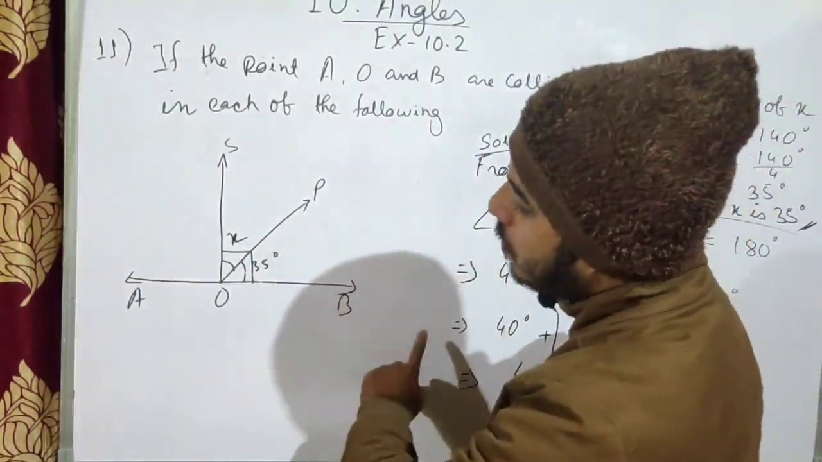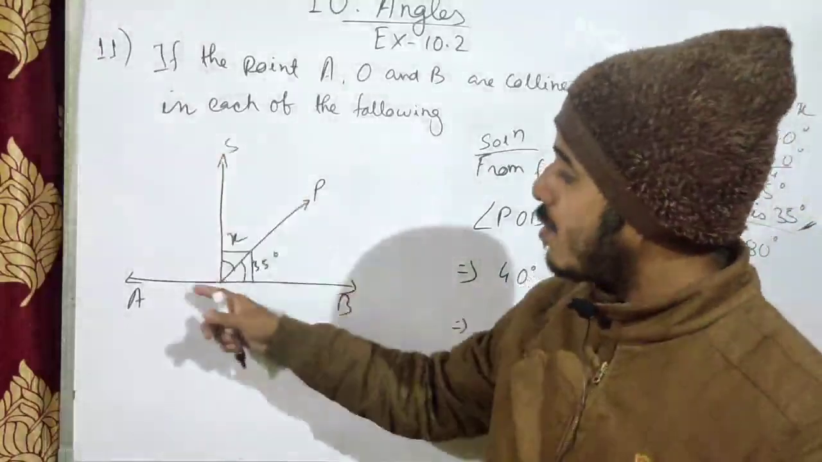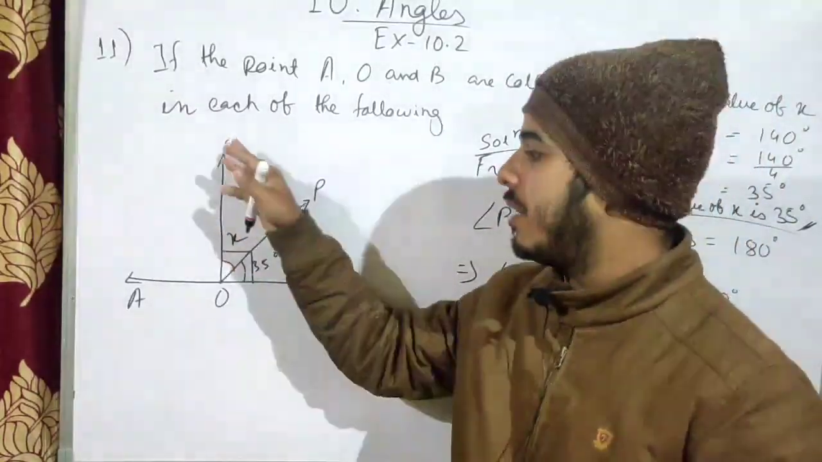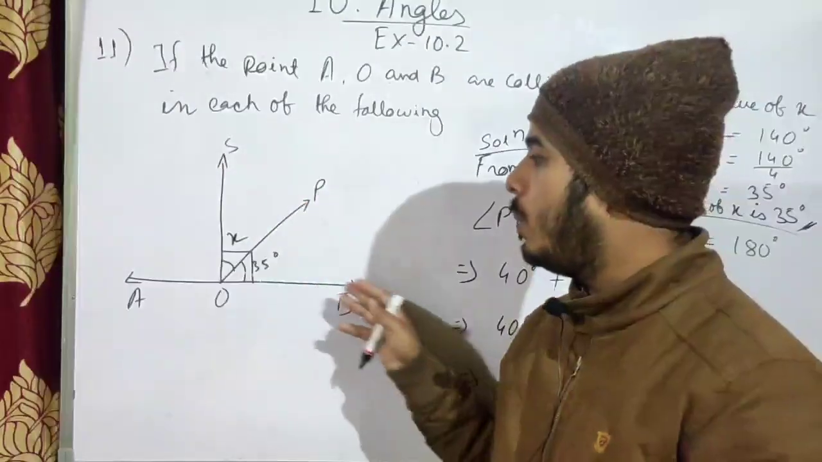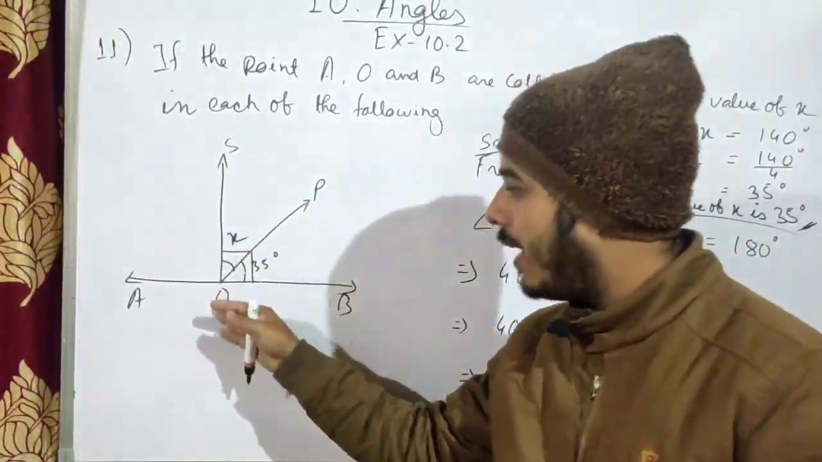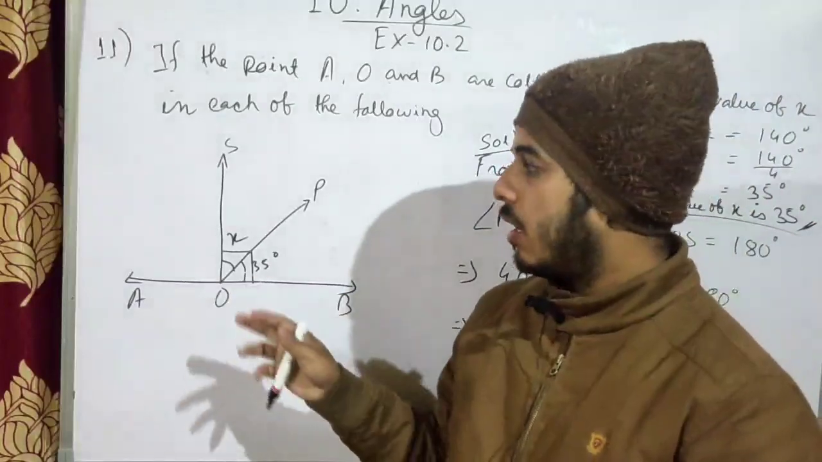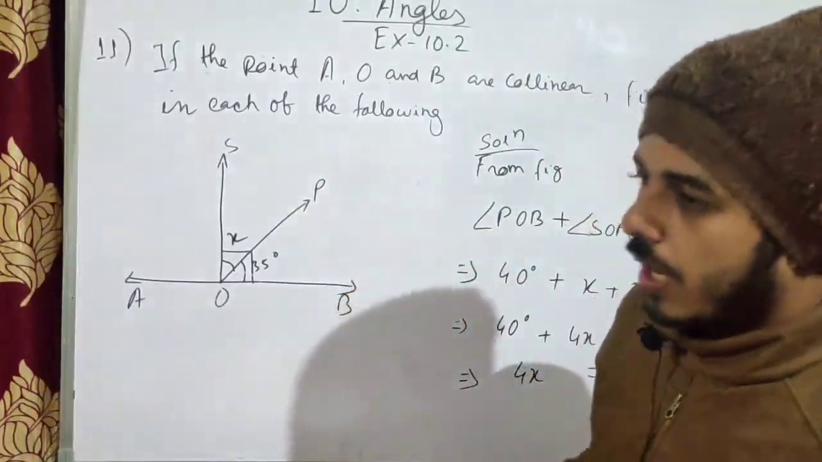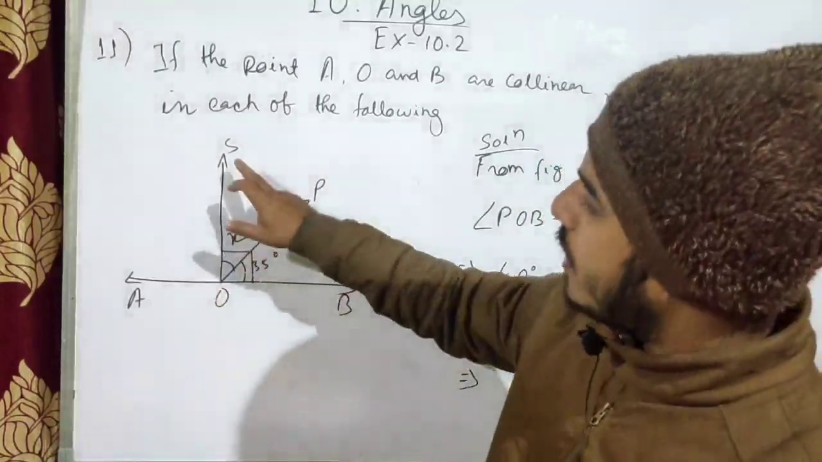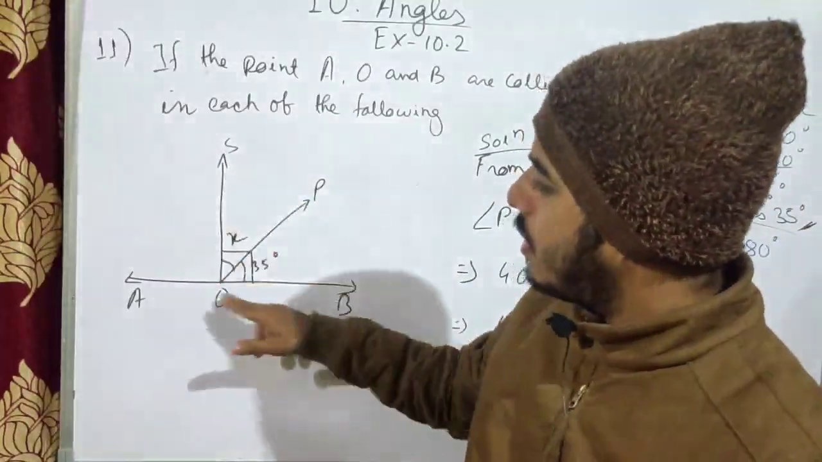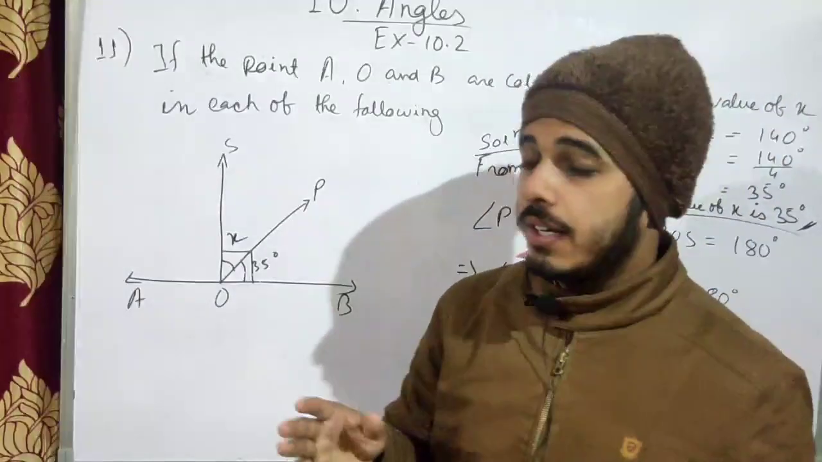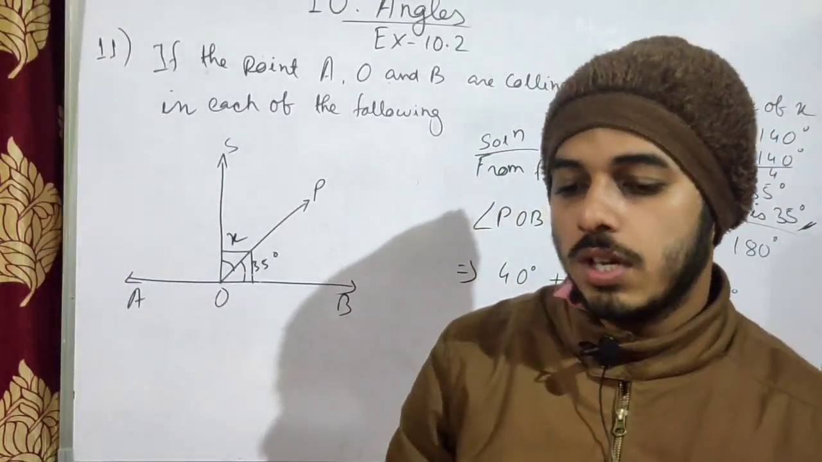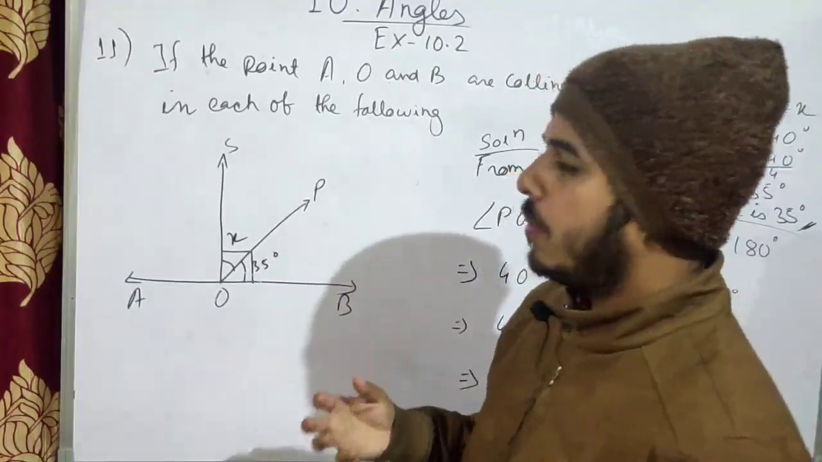First angle is POB, second angle is SOP, isn't it? So if we add SOP and POB, what will be the result? It will be SOB. Clear? So look, try to understand. This is 90 degree, isn't it? Now this 90 degree is segmented, it means it is made into pieces.